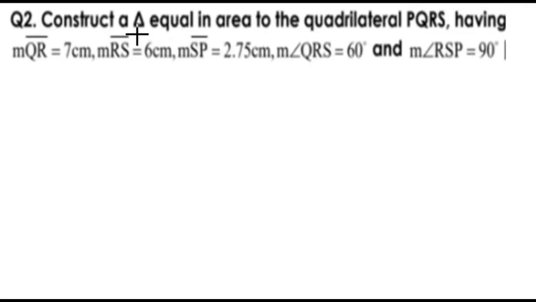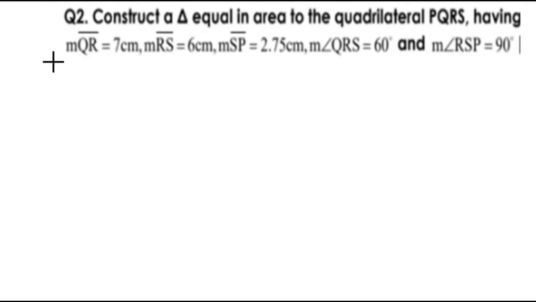We are going to construct a triangle which is equal in area to the quadrilateral PQRS, and here three sides are given and two angles are given. Here we have three sides QR, RS and SP, and two angles: angle R is equal to 60 degrees and angle S is equal to 90 degrees.